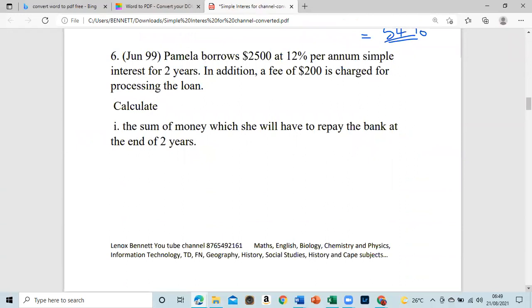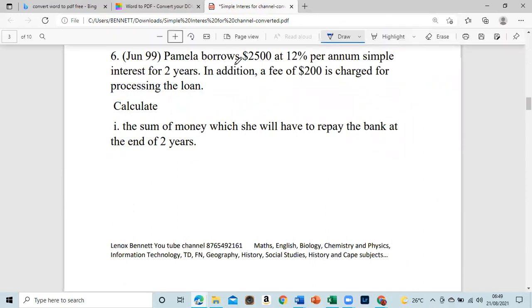All right, so June 99, Pamela borrowed 2.5 at 12% per annum, simple interest for 2 years. In addition, a fee of $200 is charged for processing the loan. Calculate the sum of money which she will have to repay the bank at the end of 2 years. So Pamela borrowed 2.5, the principal, the rate at 12%, and the time at 2 years.